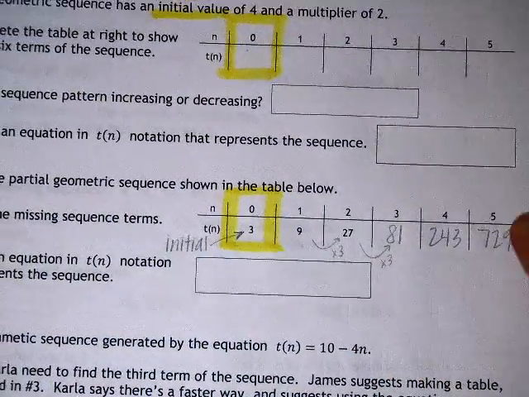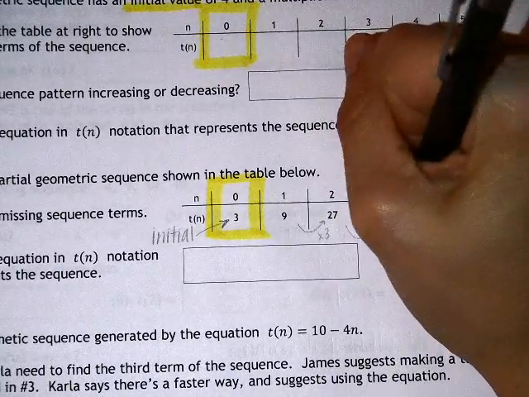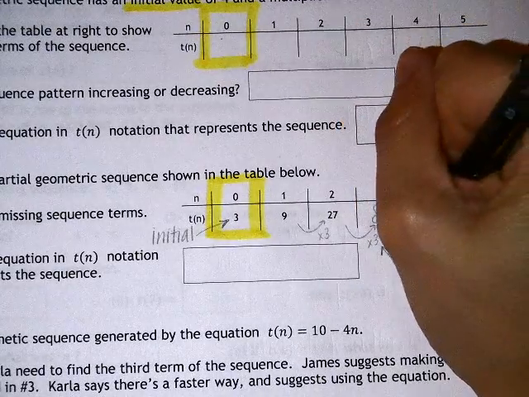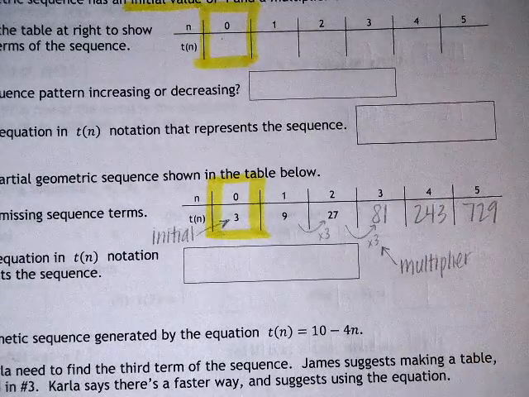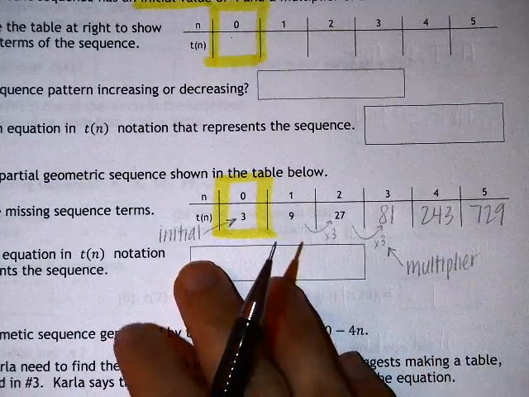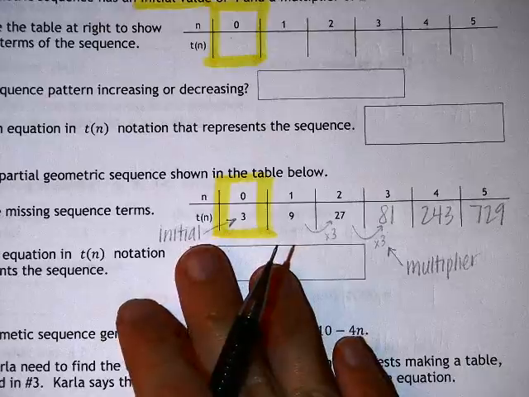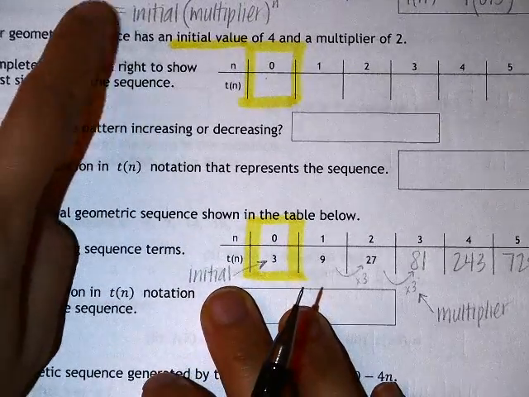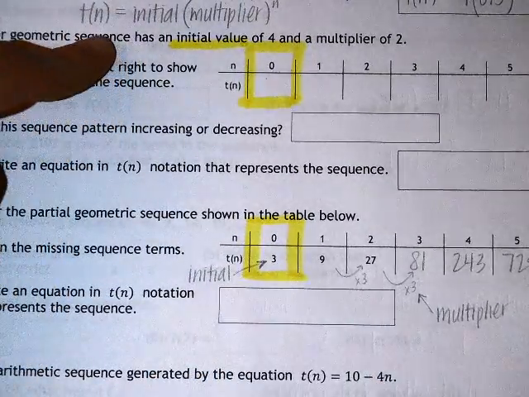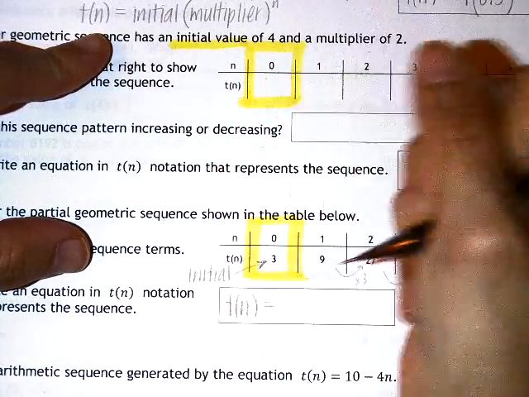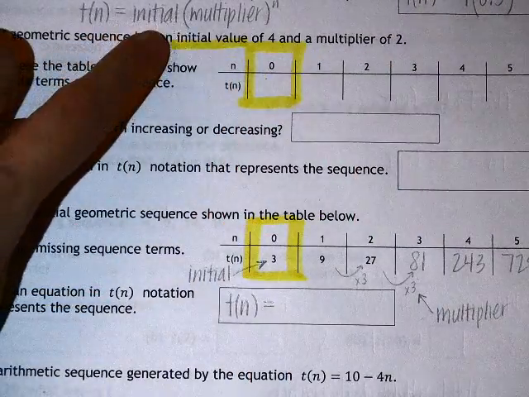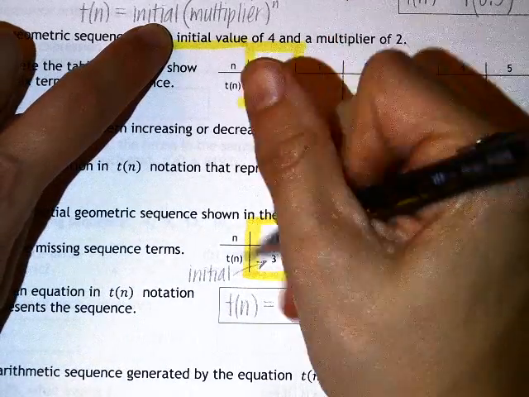So now let's see if we can piece this together. The pattern was generated by multiplying 3, thus we call that number the multiplier. We already knew that the initial value is 3, so I labeled that accordingly. Now it seems we have enough information to use this structure, so I can answer the second part. T of n equals, there's my equation starter. Initial, we said, was 3.